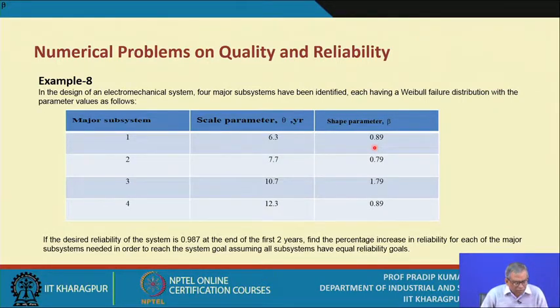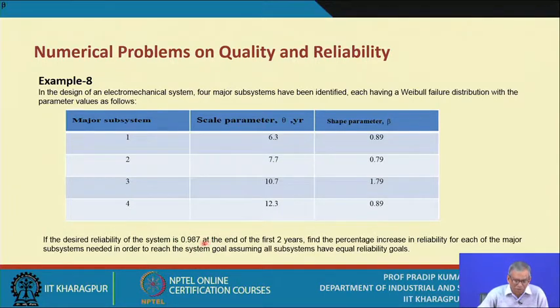If the desired reliability of the system is 0.987, consisting of all these 4 subsystems, at the end of the first 2 years, it's clear. Find the percentage increase in reliability for each of the major subsystems needed in order to reach the system's goal, assuming all the subsystems have equal reliability goals. Is it clear? So, I repeat, if the desired reliability of the system is 0.987, okay, the question is raised.